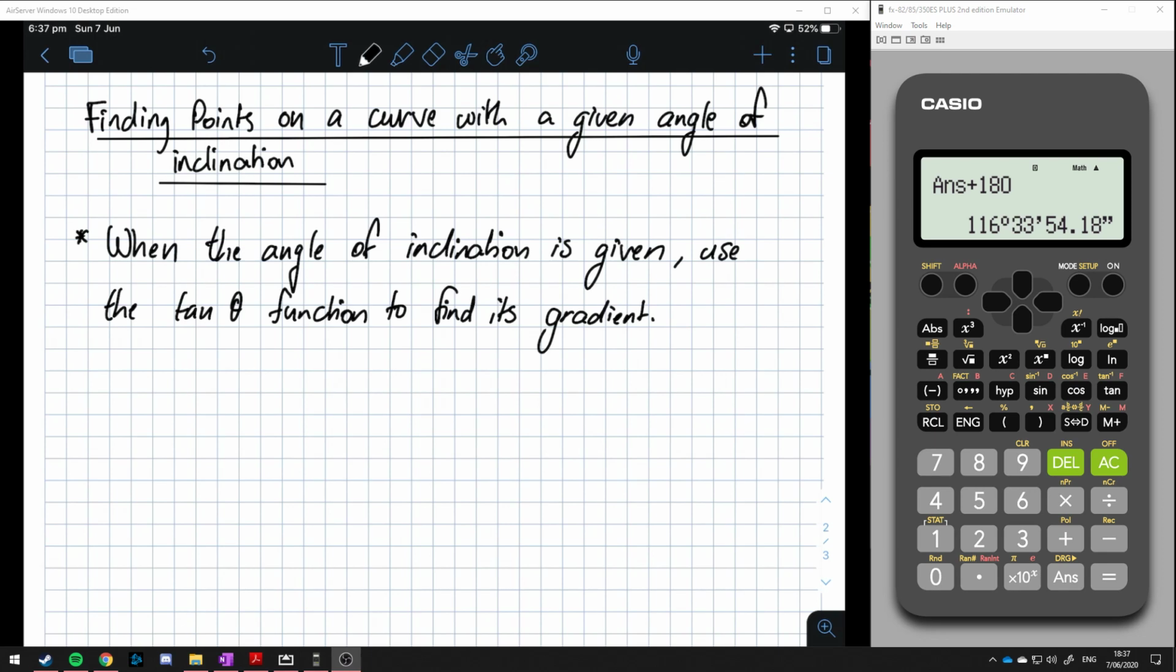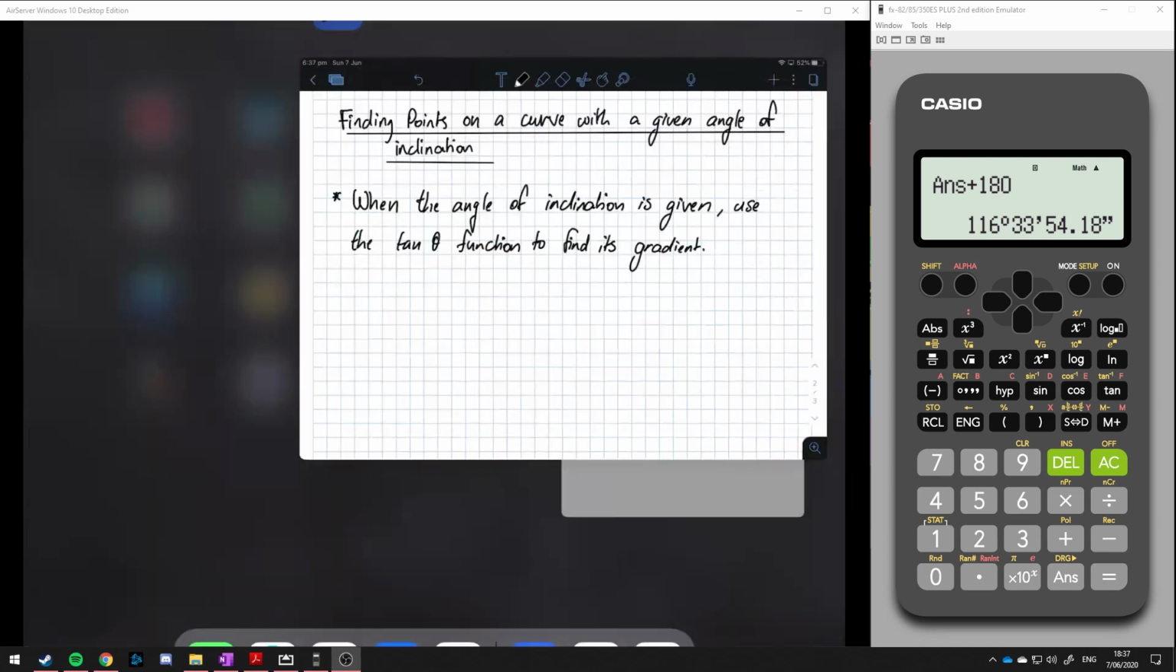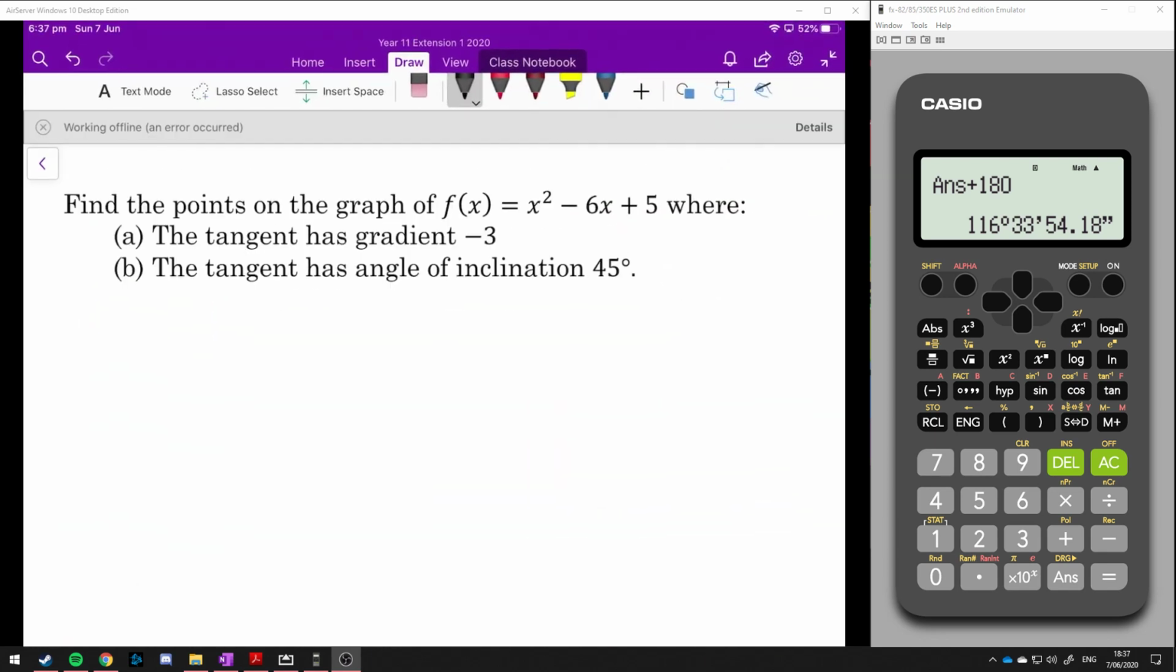Okay, so our next video is finding points on a curve with a given angle of inclination. Now, when the angle of inclination is given, we're going to use the tan theta function to find its gradient. So it's pretty straightforward. It's basically going in reverse of what we were doing before. So let's have a look at an example.